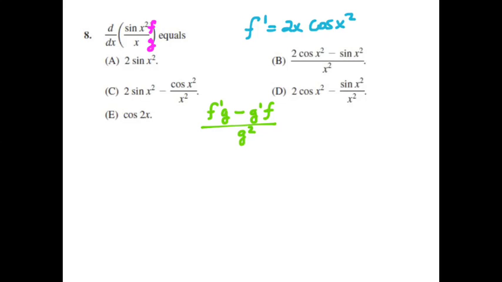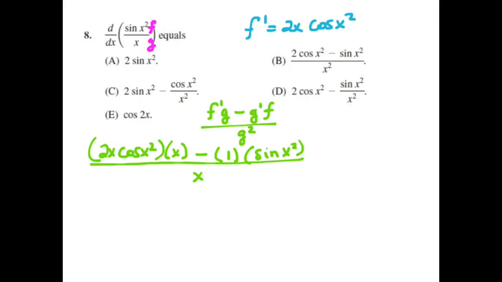Okay, so my derivative is equal to f prime, which we just figured out was 2x times cosine of x squared. So that's my f prime, times g, which is x, minus g prime, the derivative of x, which is just 1, times f, which is sine of x squared. And this is all over x squared. So if I look at my answer choices, I don't match any of the answer choices yet, so let's do a little simplifying.